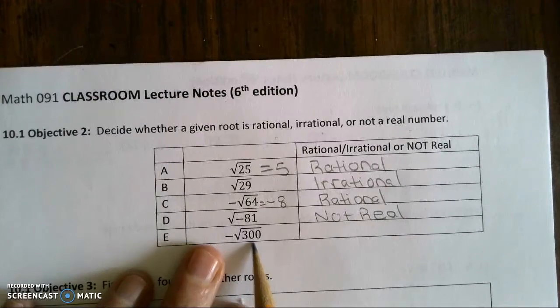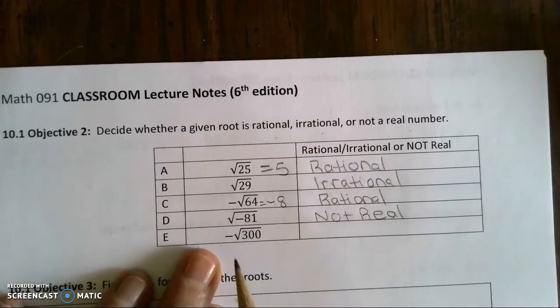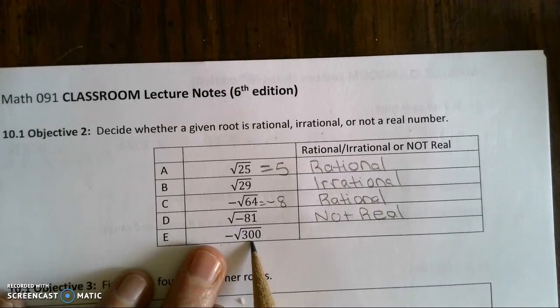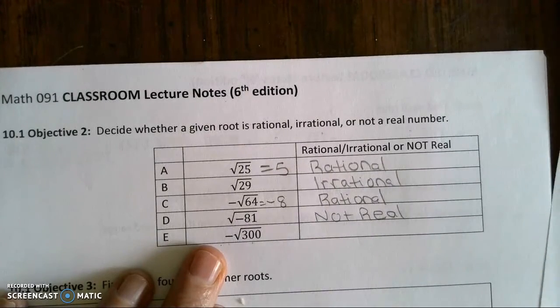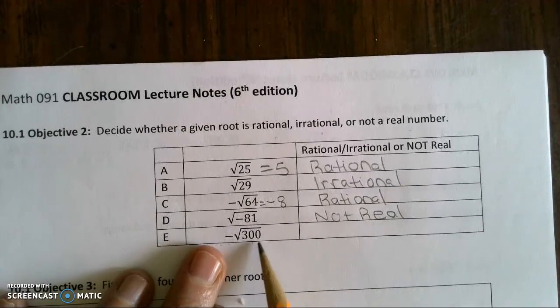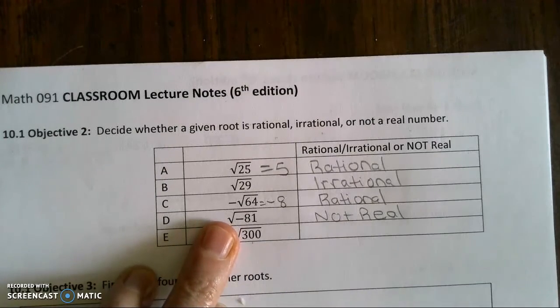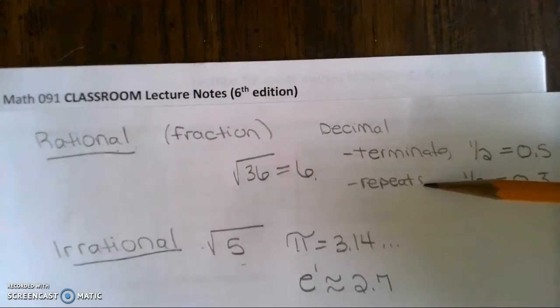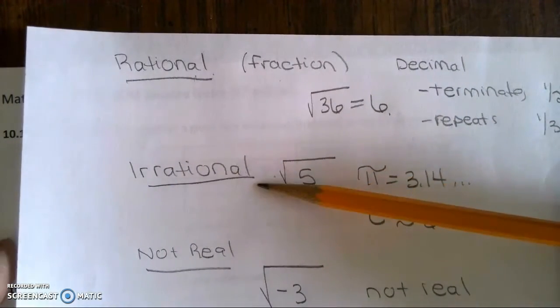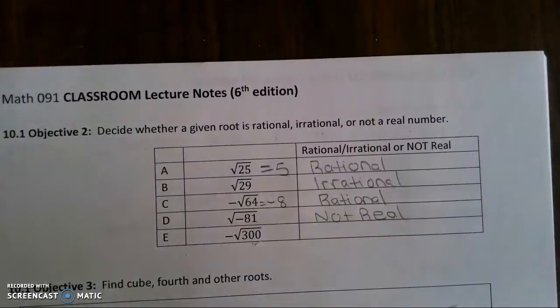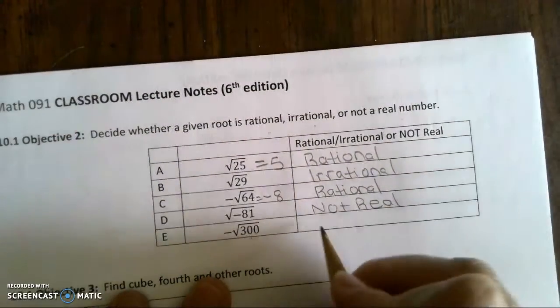And then this last one, the negative is on the outside. So I'm going to take the negative square root of 300. The only problem is 300 is not a perfect square. So if you were to plug this into your calculator, again, you would get a messy decimal value that does not terminate or repeat. So it'd be like a negative decimal value. So that's irrational.